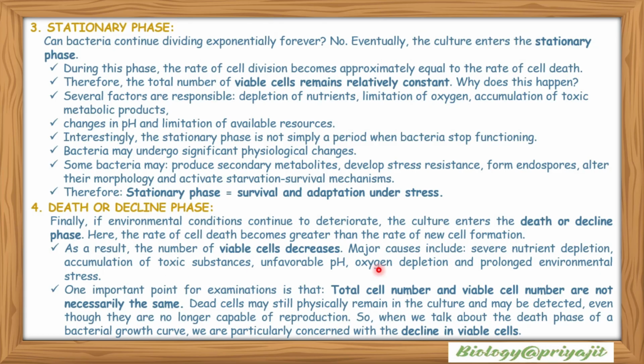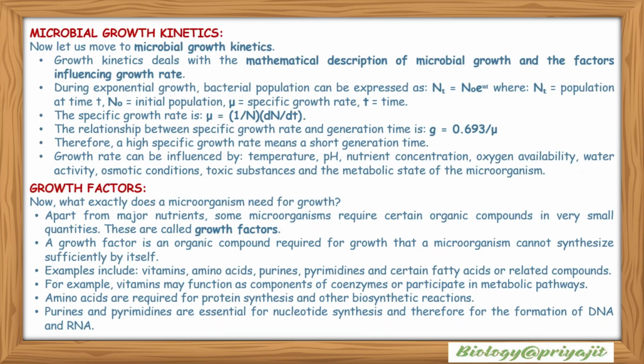One important point for examinations is that total cell number and viable cell number are not necessarily the same. Dead cells may still physically remain in the culture and may be detected even though they are no longer capable of reproduction. So when we talk about the death phase of a bacterial growth curve, we are particularly concerned with the decline in viable cells.